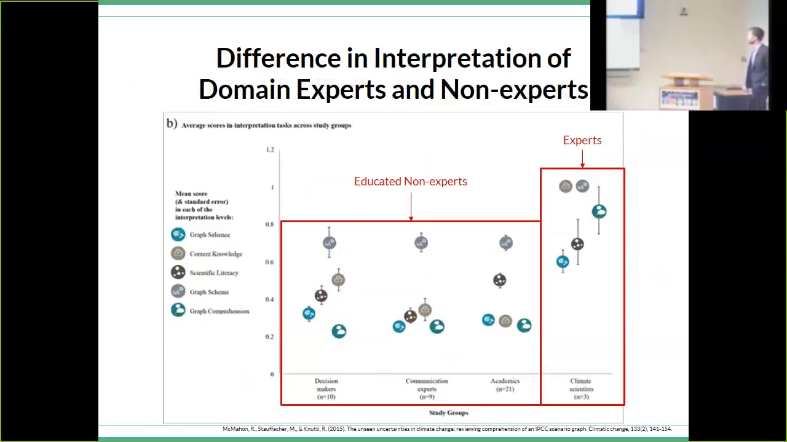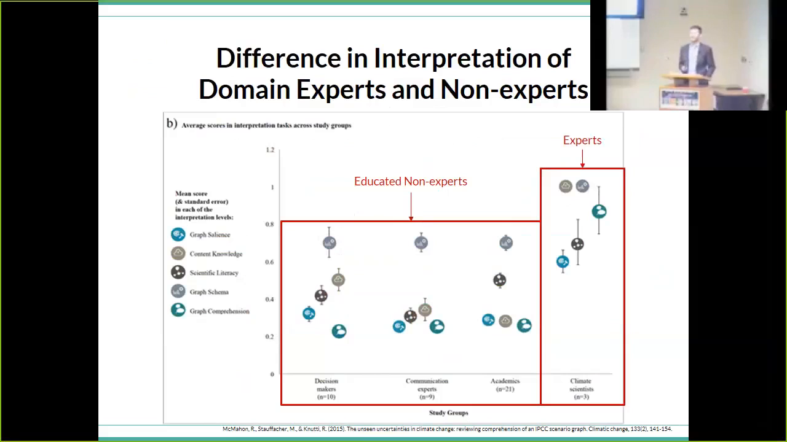The reason that hypothesis came up is there are a variety of studies that look at how experts and non-experts understand graphical information. So this is a plot, just for example, that comes from a study in Climatic Change from a few years ago. What this study did is it looked at educated non-experts. So these aren't even the general public, right? These are people who have significant decision-making power. They might be communication experts. They might be academics who are not an expert in climate. And it compared how well those folks did with climate science.